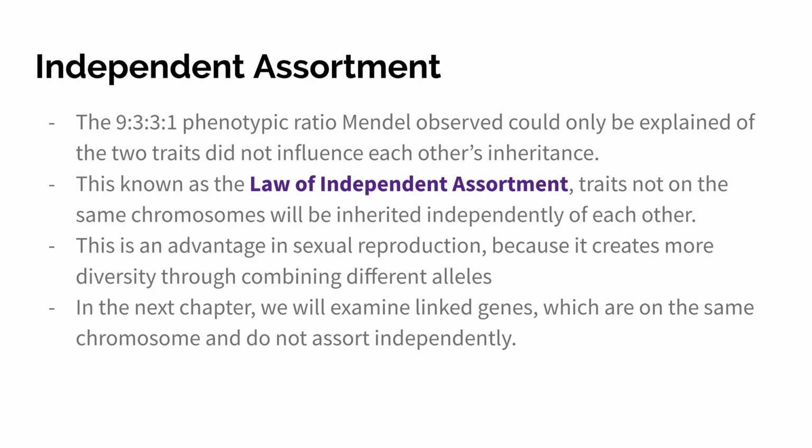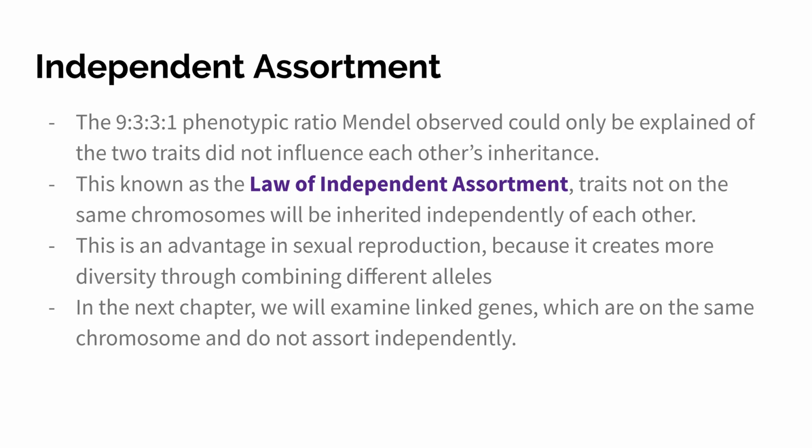Now, this is one of the cases where, again, Mendel got a little bit lucky because he happened to pick traits that happened not to be on the same chromosome, and he had no way of knowing that. But he did, and we figured out that traits will inherit independently of each other. And we'll talk more about chromosomal linkage later on.